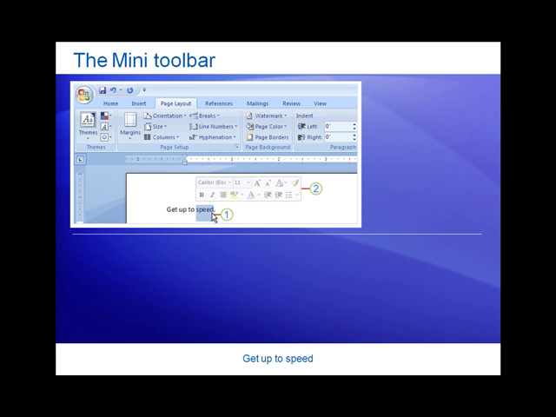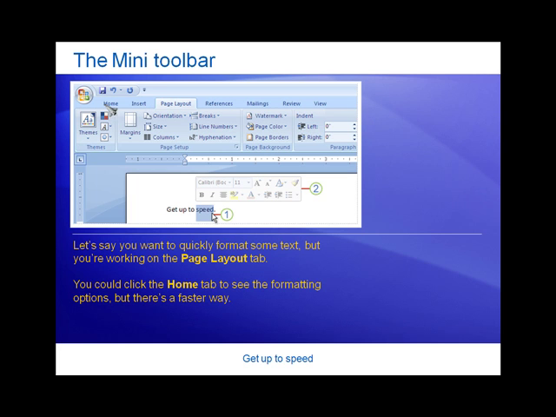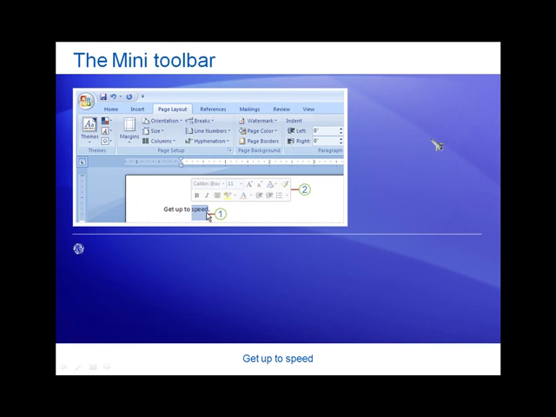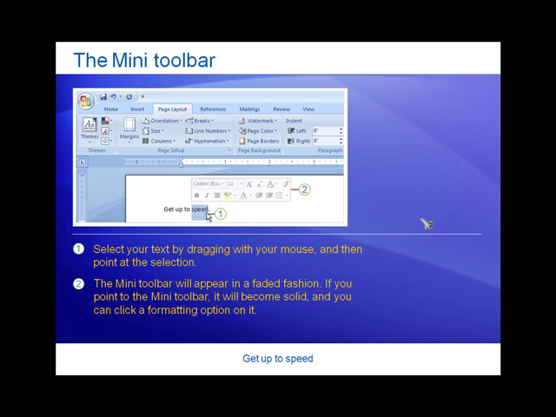Another great feature of 2007 is the mini toolbar. Say you're working with some text, but you're in the Page Layout tab. You could go to the Home tab and go back and format that text, but there's an easier way. Select the text by dragging your mouse over it, and then point at it with your mouse. You'll notice the mini toolbar will appear. It'll be faded out, but you can click on any of the buttons and actively use this toolbar, and this saves you the time from flipping to another tab.